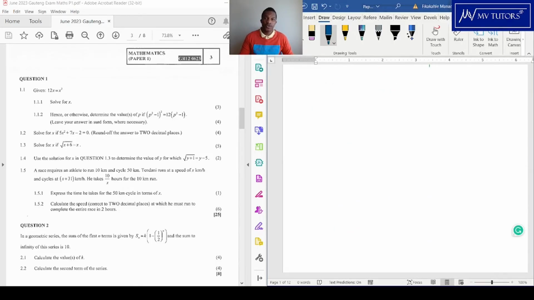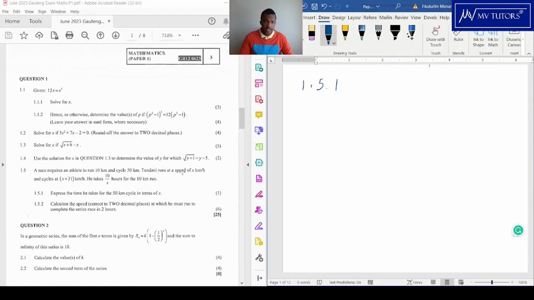Okay, looking at the next question now, which is 1.5.1. Now let's read the statement over here. A race requires an athlete to run 10 kilometers and cycle 50 kilometers. So he's running first and then he's cycling, right? Okay, I got that scenario.